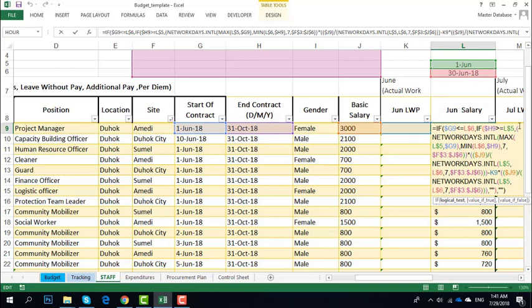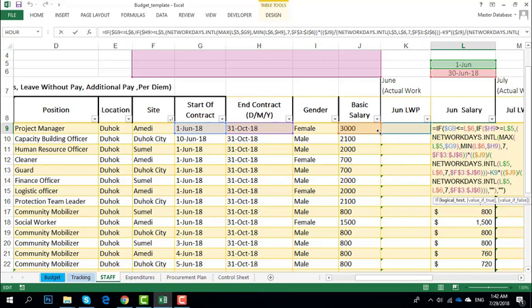Then what I need is NETWORKDAYS. We will have the max number of these both dates, then the min number of both dates. Number seven means we have Friday and Saturday holiday. Number six means we have Thursday and Friday holiday. I will explain this. Then again, multiply what?